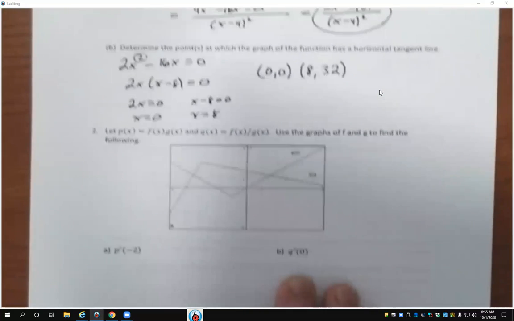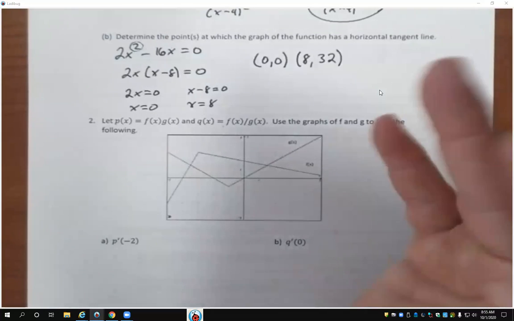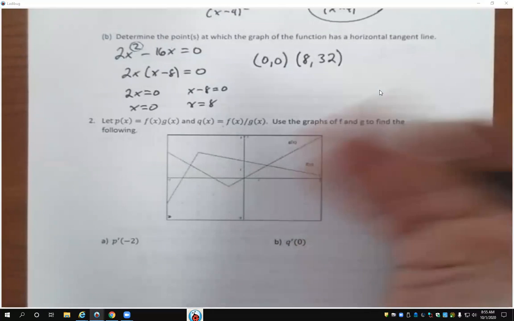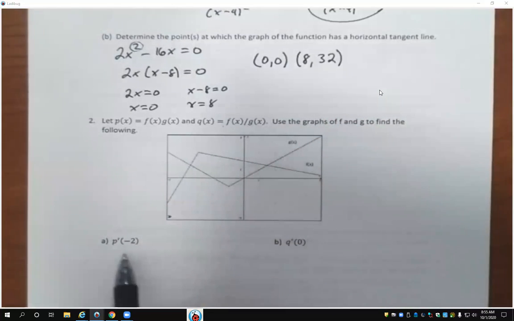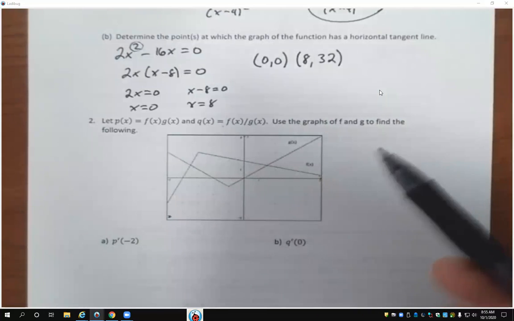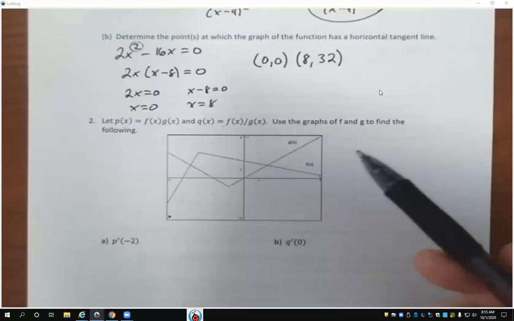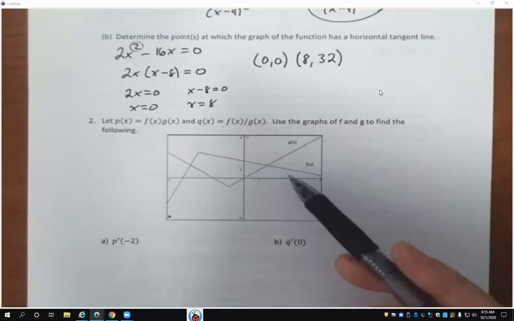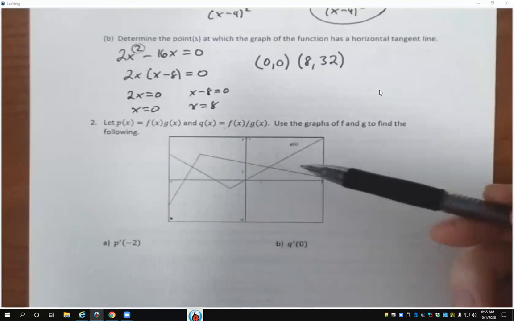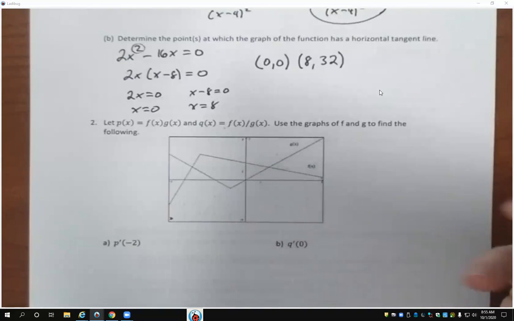All right, number 2. It's going to look different. You're going to ask yourself, well, how can I find p prime of -2 if I don't even know what the function p is? We do not need to know the function if we have a graph. There are three ways that math can be presented to you: algebraically, graphically, and numerically. This is graphically. Algebraically would be the function itself, and numerically would be a table. But always remember that a table is just a bunch of numbers that make that graph.